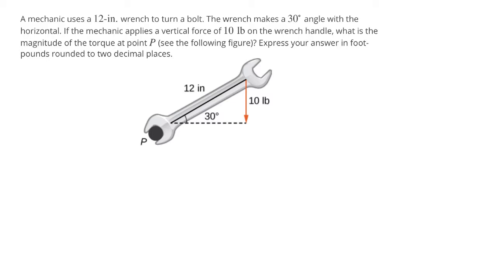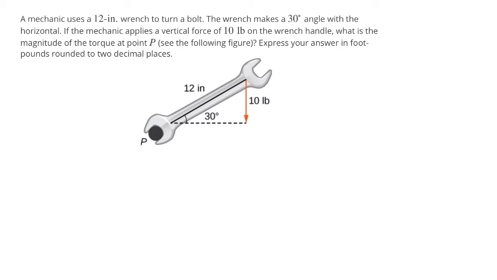So what we have in this problem is that a mechanic is using a 12-inch wrench to turn a bolt. The wrench makes a 30-degree angle with a horizontal. So the question is, if the mechanic applies a vertical force of 10 pounds to the wrench, what is the magnitude of the torque about the point P? So let's jump in and see how we can do this problem.